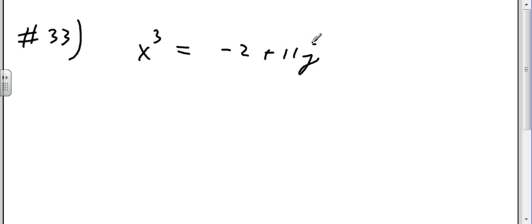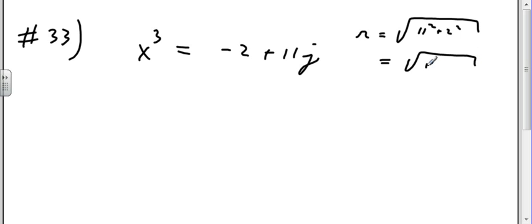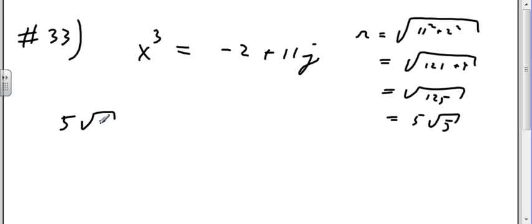Well, isn't that special? So my r is going to be square root of 11 squared plus 2 squared, square root of 121 plus 4, square root of 125. That's 5 square root of 5. Okay, so this is 5 square root of 5 at an angle of what?